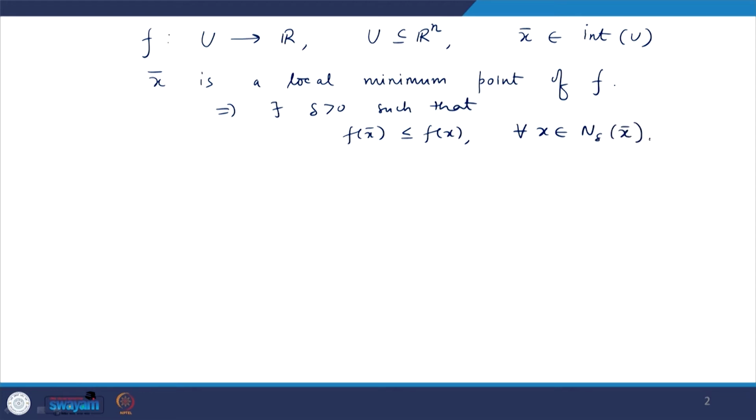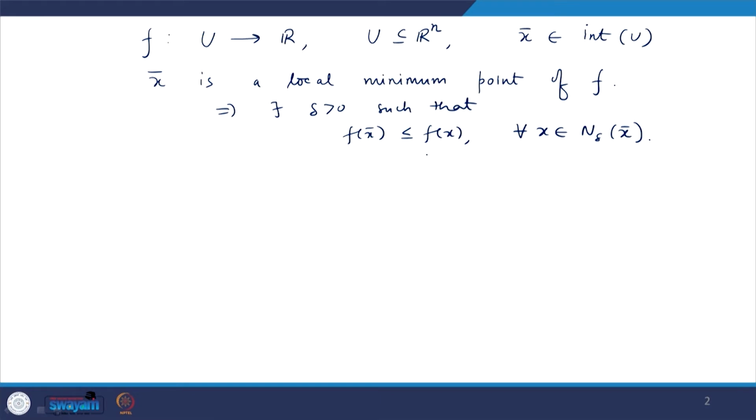This is the meaning of local minimum: you have a neighborhood of x bar such that for every x belonging to that neighborhood, f of x bar is less than or equal to f of x. Let us suppose this is 1.